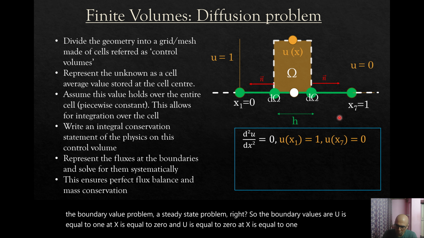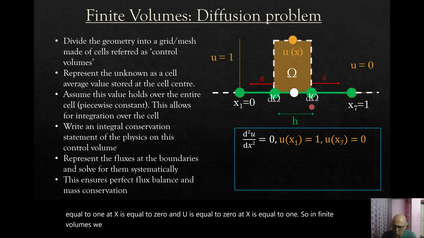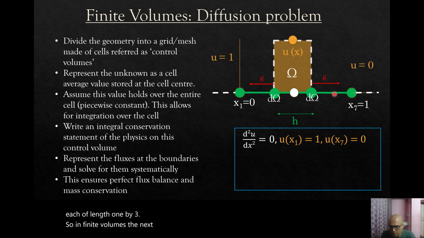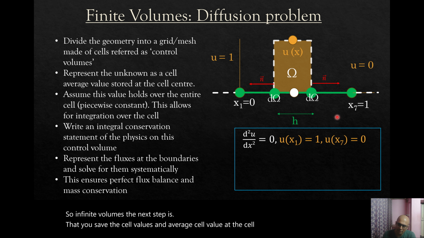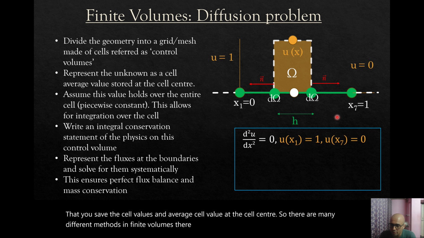So in finite volumes, we discretize the domain into cells. Let's just do that. Let's consider 3 cells here, each of length 1 by 3. In finite volumes, the next step is that you save the average cell value at the cell center. There are many different methods in finite volumes, a lot of different schemes, so I am going to look at only the simplest one.